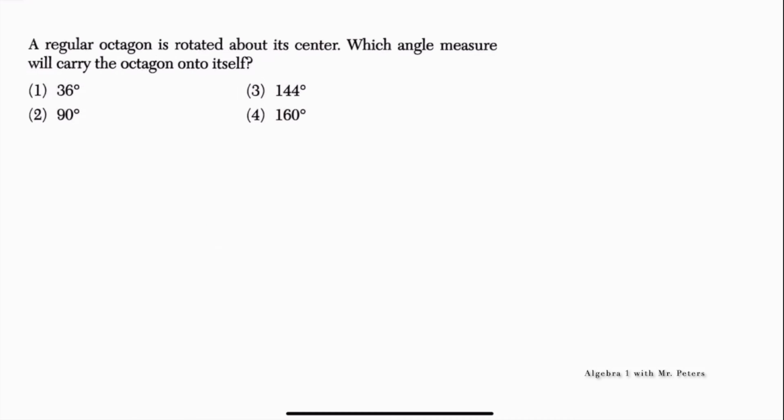The next problem states that a regular octagon is rotated about its center, and they want us to determine which angle measure will carry the octagon onto itself. And this can be a simple problem if you understand the concept behind it. So when we draw our octagon, let's first start off with a circle. So when we draw an octagon, and please be mindful, family, I am not a good artist. So if this doesn't look too good, I apologize, but you guys do get the point. All right, so we have the 8 points that I'm highlighting.